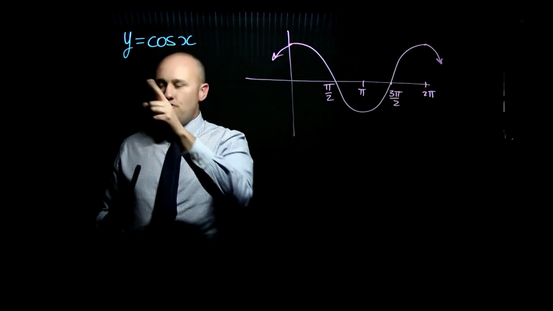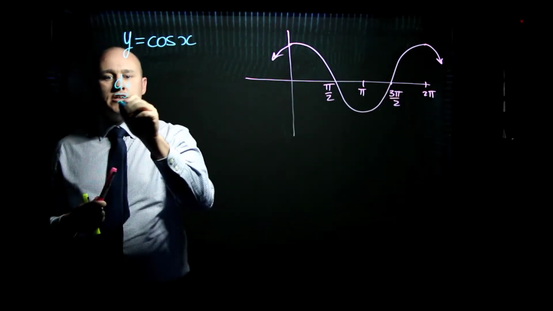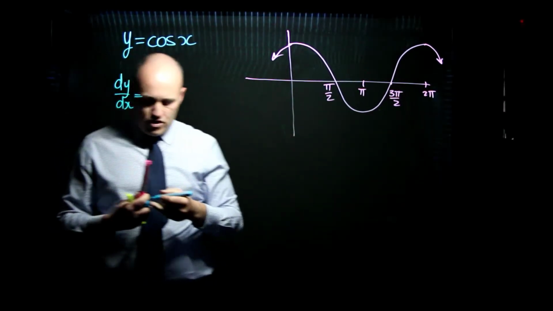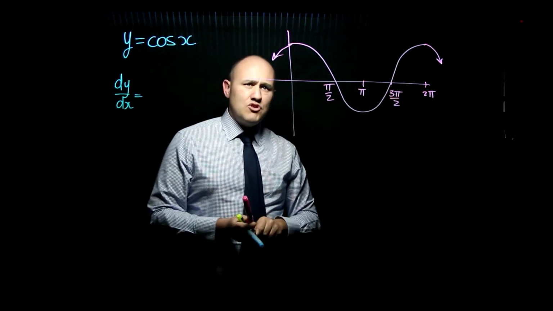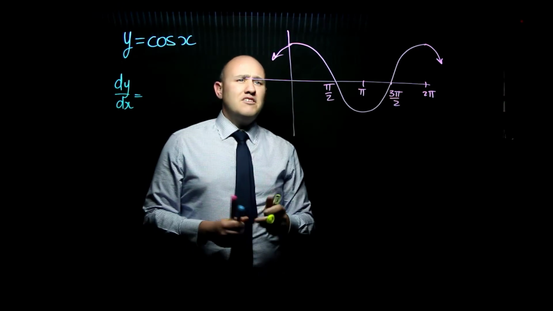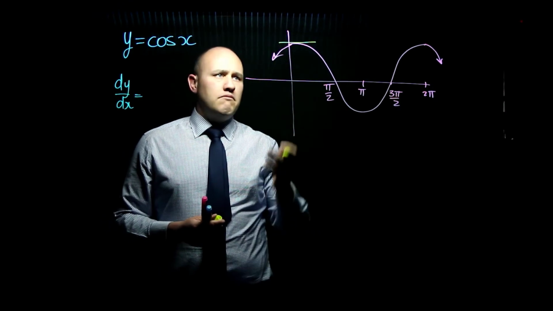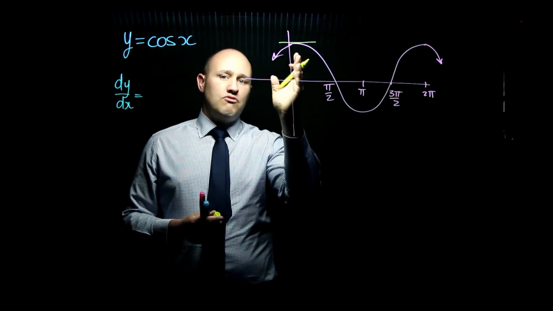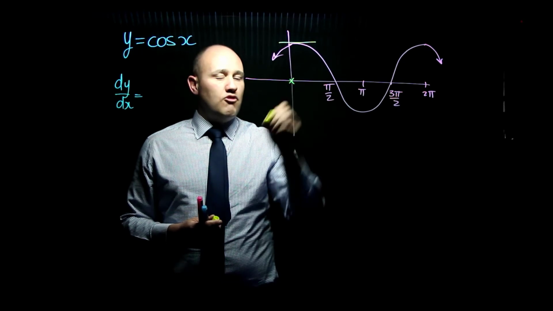Now remember, our aim here is to determine what dy dx is. When we differentiate, we're actually finding the gradient function. So this is all to do with the gradient. So let's have a talk about what's going on with the gradient here. Let's start with our first point. At x equals 0, the gradient is 0. So if we're going to plot points for our gradient function, that would be 0.